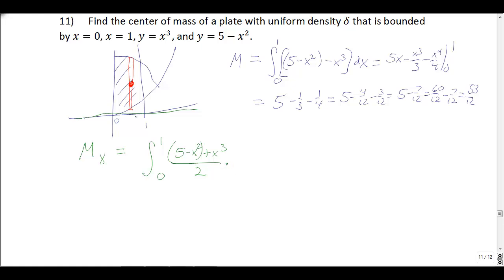Then, that really gives me that distance. I have to find sort of the area here, which is going to give me the mass. I multiply by the top minus the bottom. So that's 5 minus x squared minus x cubed, which is really what we integrated up here for the mass. Do that dx. So this will give me my moment about the x-axis. This is going to be a 1/2 outside, 0 to 1.